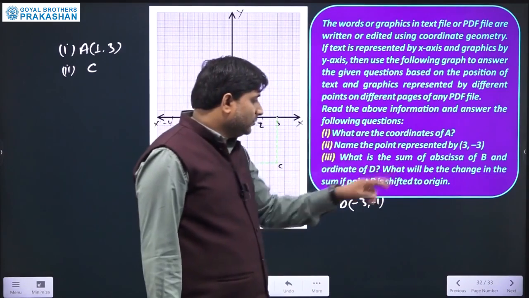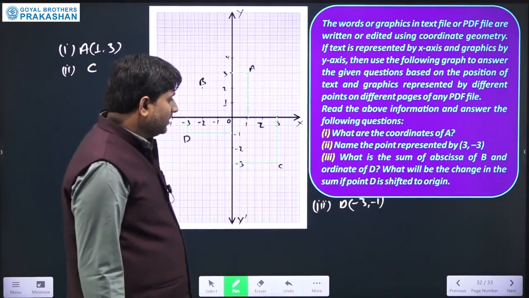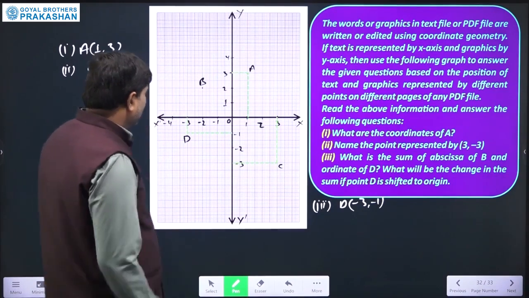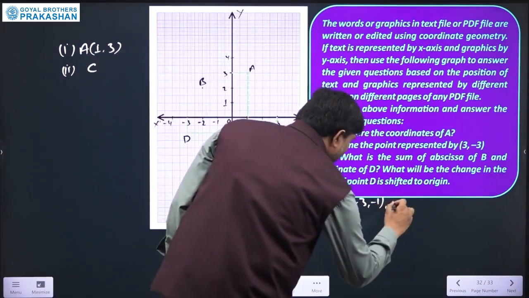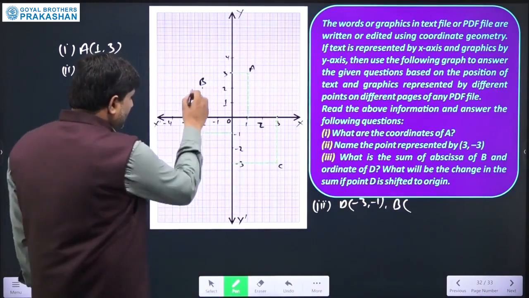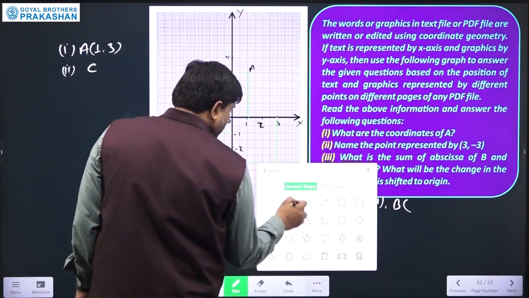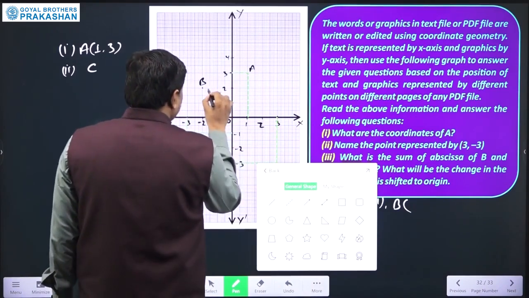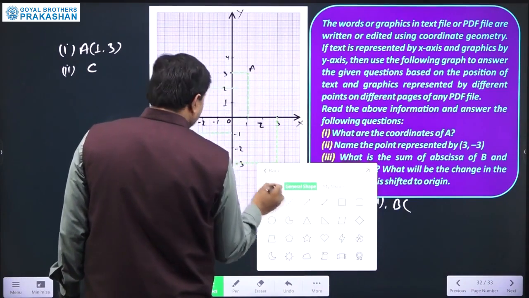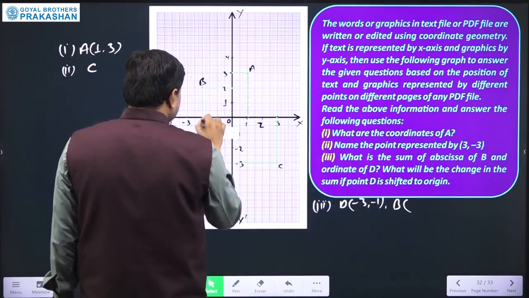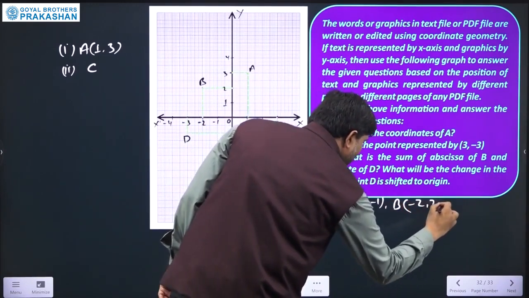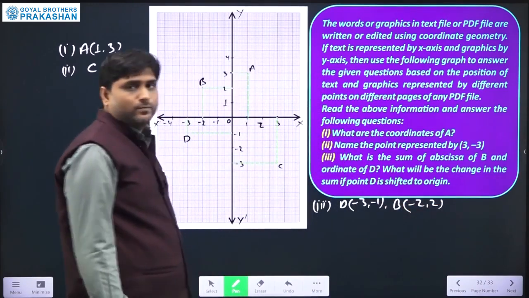We have to find the sum of abscissa of B and ordinate of D. This is point B. We have to write the point B also. It is in front of 2 on y-axis and in front of -2 on x-axis. So coordinate of point B is -2, 2.